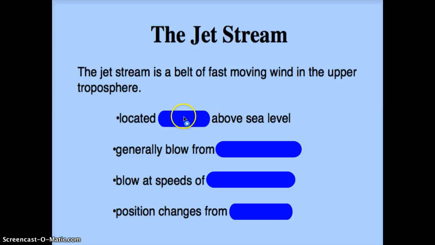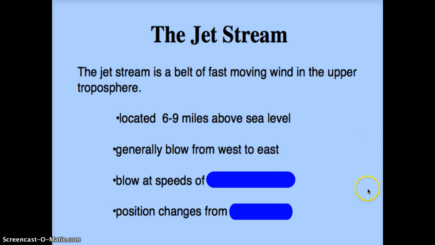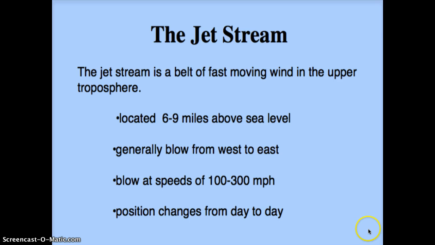So some quick notes. It's about 6 to 9 miles above sea level. Again, it does not blow your hair around. It's way up in the atmosphere. It also blows from west to east at speeds of 100 to 300 miles per hour, so it's a very fast-moving wind. And its position changes from day to day, which is why it affects our weather.